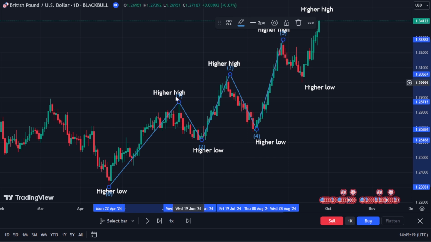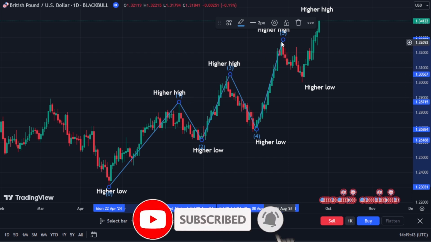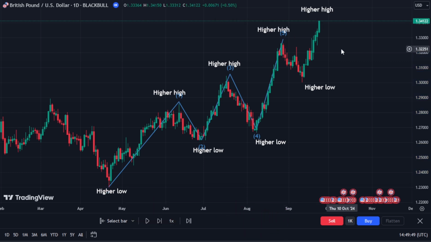You can see that this point 1 here got broken by point 3, and point 2 was never taken out by point 4. Even point 0 here was never taken out by point 1. Same thing with point 4, never taken out point 2. But the resistance must always take out the previous resistance. This resistance was taken out by this resistance, this one got taken out by this, and this got taken out by this. So when we are in this kind of environment, what do we do?